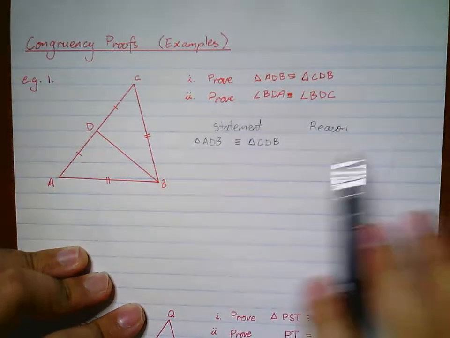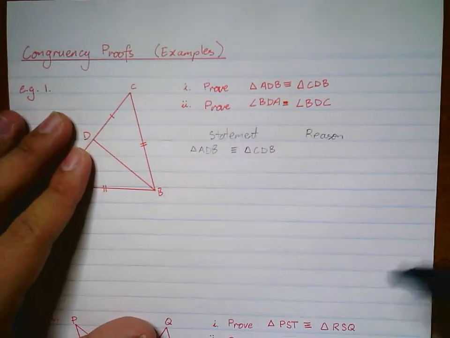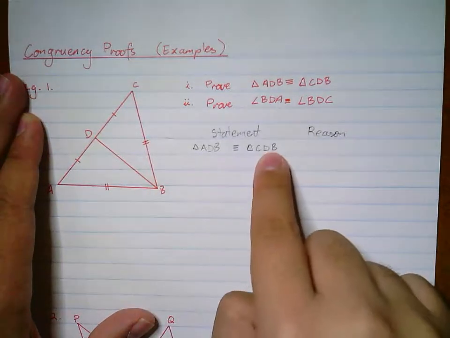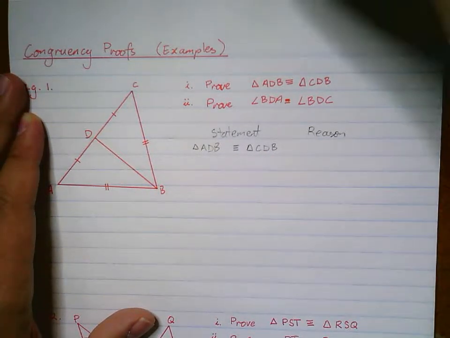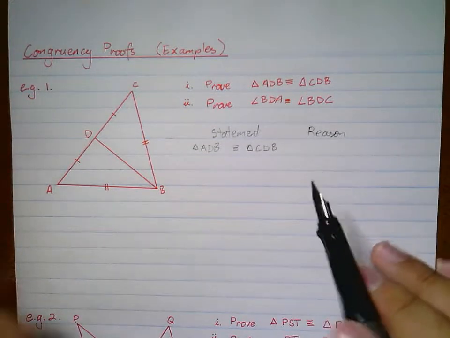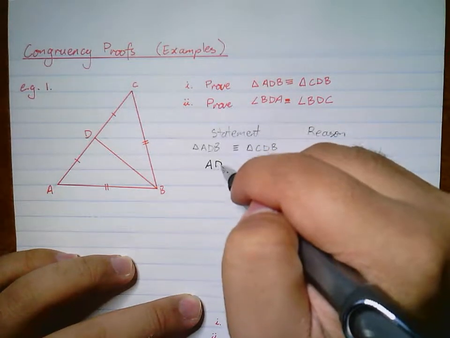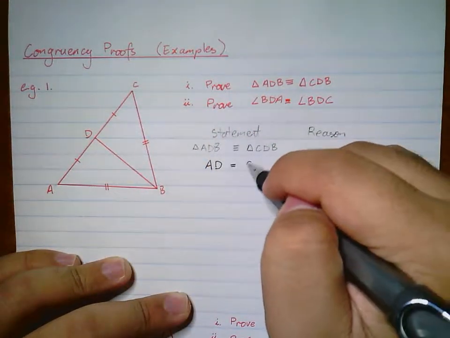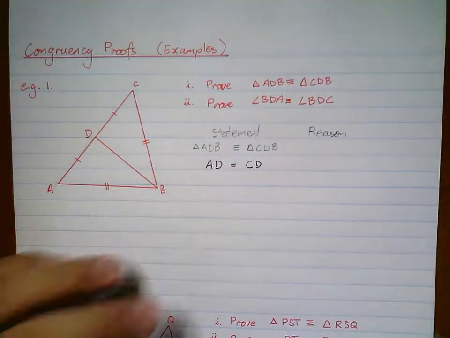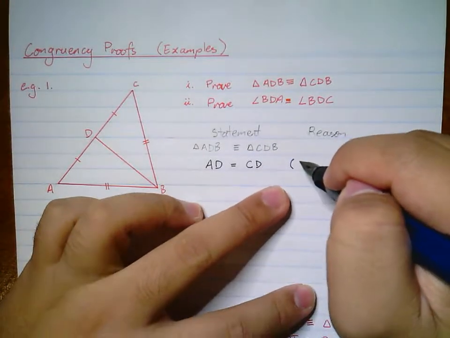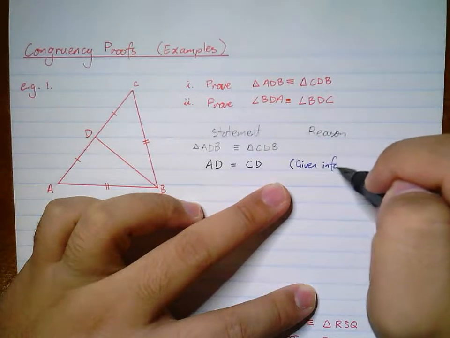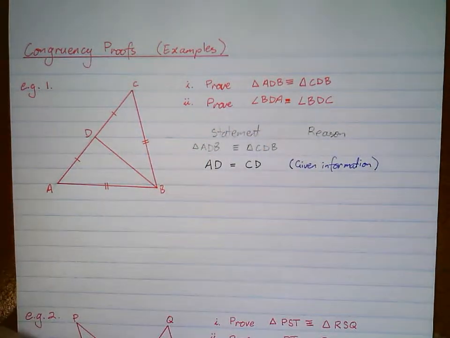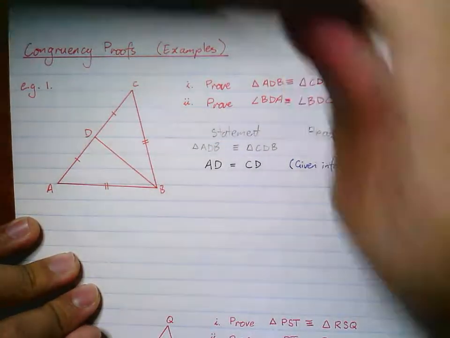Remember again, what's in pencil will be erased, just so you'll see what it should look like at the end. Everything in ADB belongs on the left, and everything in CDB belongs on the right. Here we go. We'll do statements in black, reasons in blue. Let's begin first. AD, so we have this single dash here, is equal to CD. And the reason for that is already given information. It's already given to us in the diagram. It's already drawn on in red. Okay, so that's one.